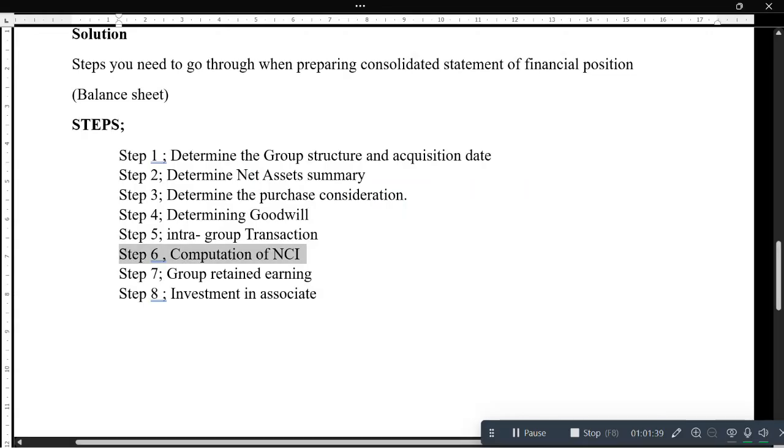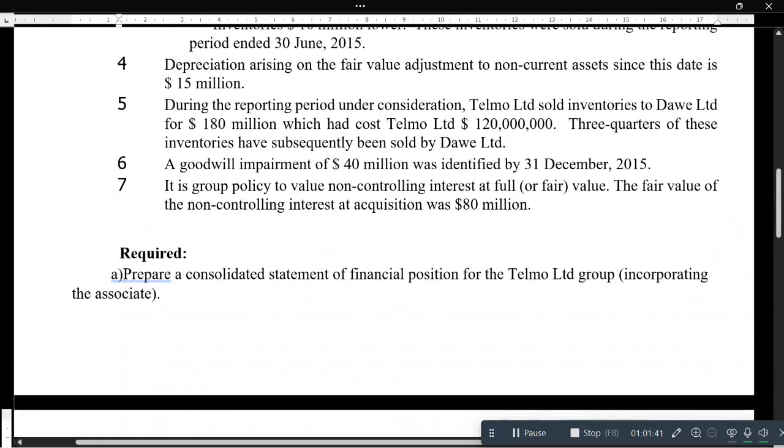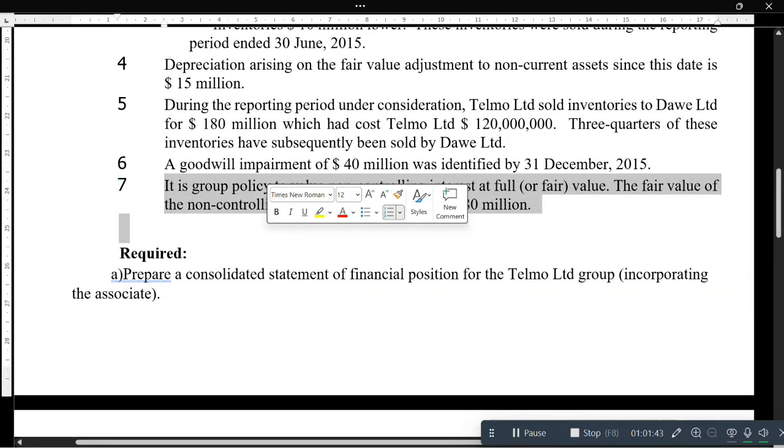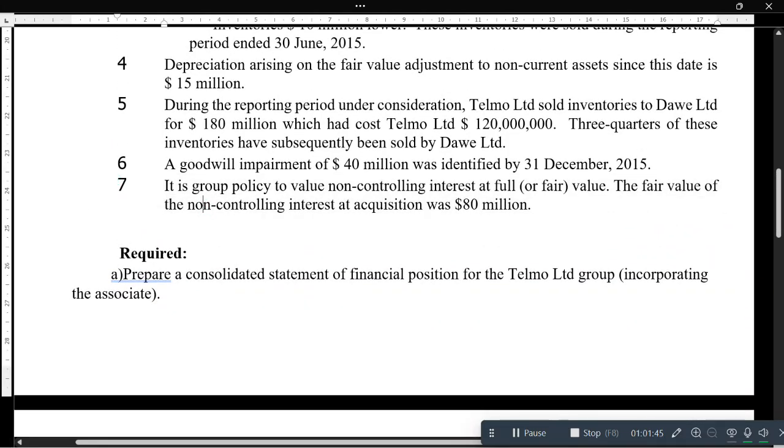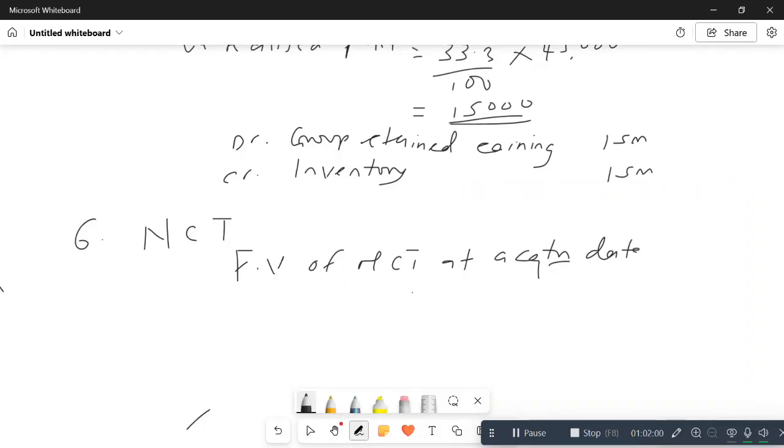If you go to your question, check note 7. It is a group policy to value non-controlling interest at full or fair value. The fair value of NCI at acquisition date was 80 million. Pick that and record it there very fast. 80 million.